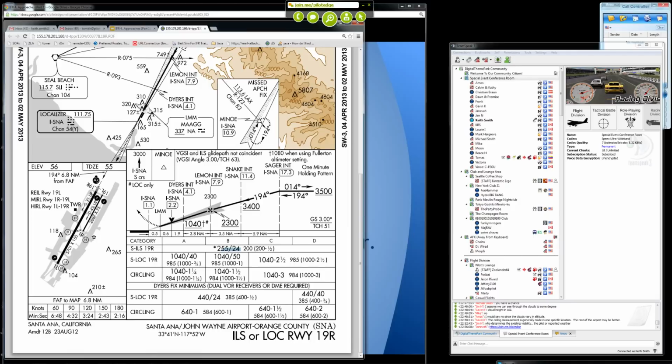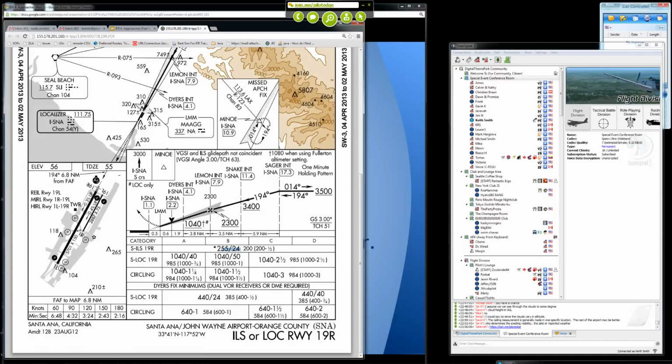Let's take an example where it is blowing like stink at John Wayne. Let's say it's blowing 010 at 18, gusting 25, something like that. You can shoot the ILS 19 right, but you probably are not excited to be landing with an 18 knot tailwind. Nobody's excited about landing with a 20 knot tailwind, in fact.